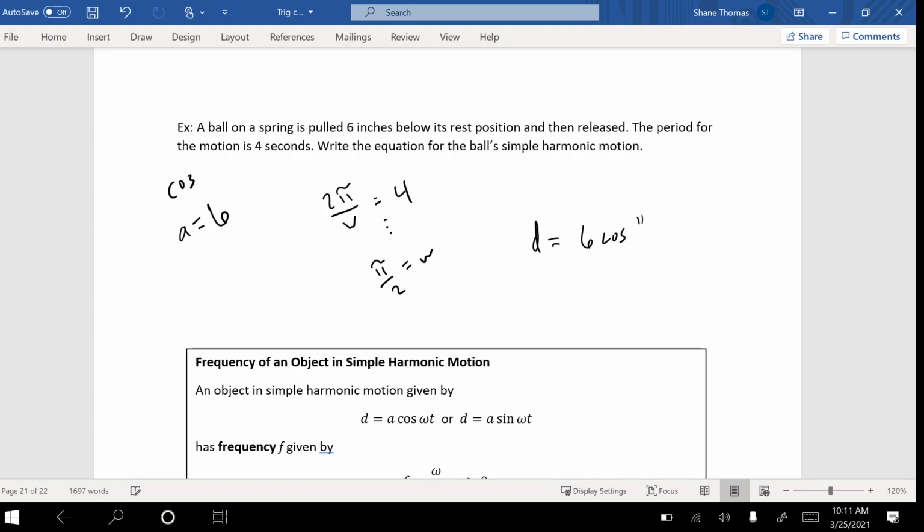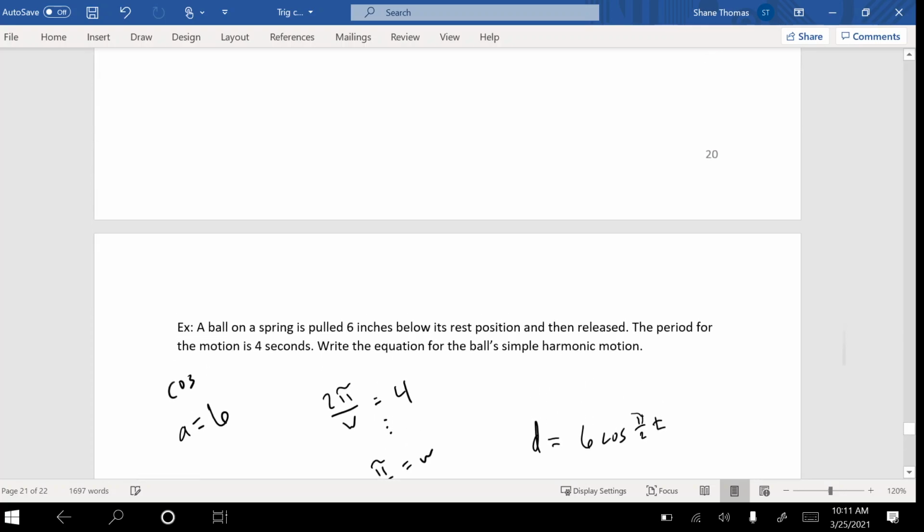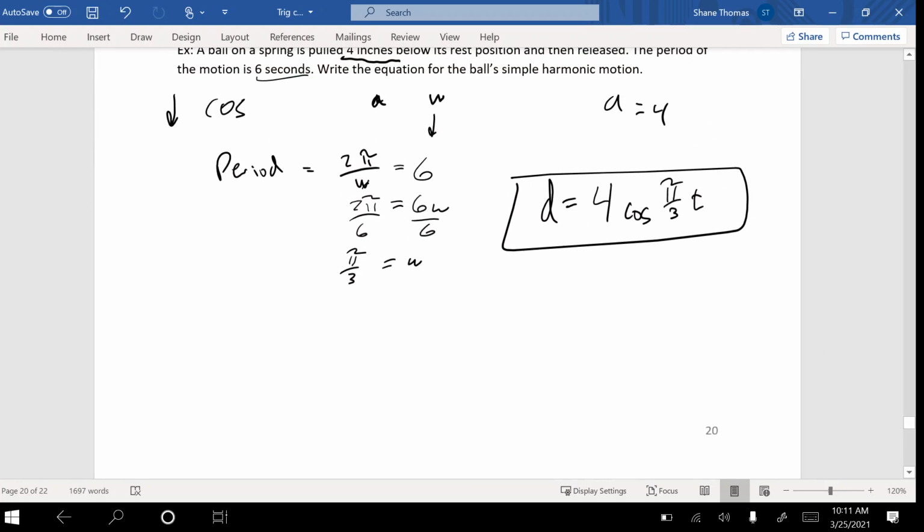6 cosine pi over 2t. Actually, I missed something on the last one. It'll affect this one too. So I made one little mistake on this last one.